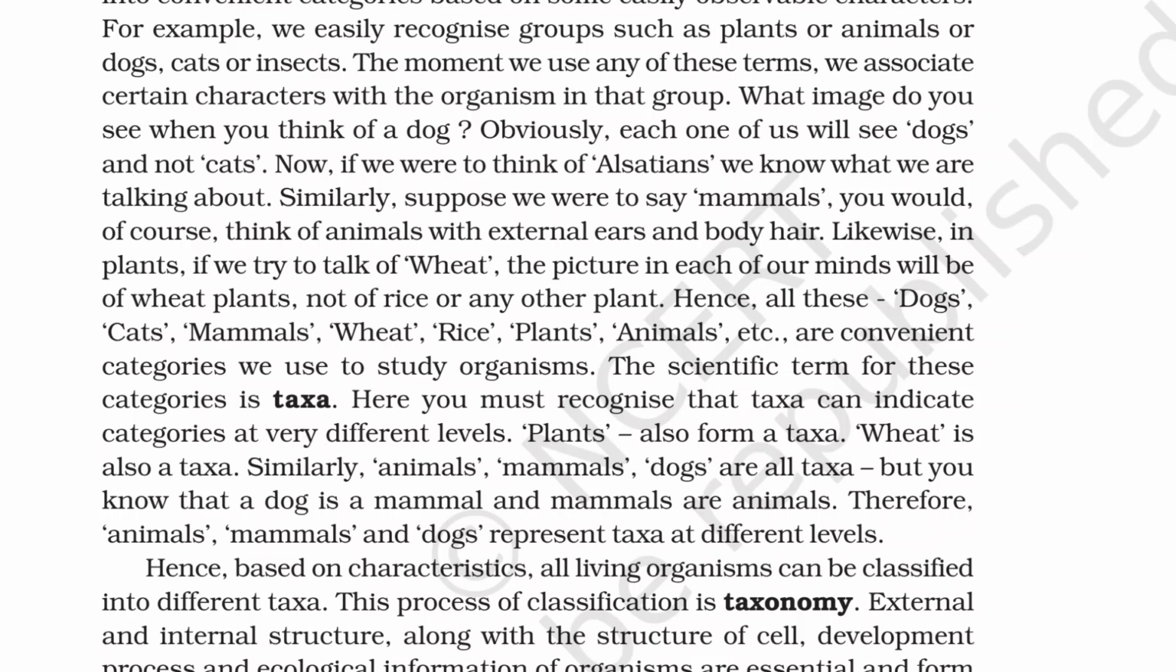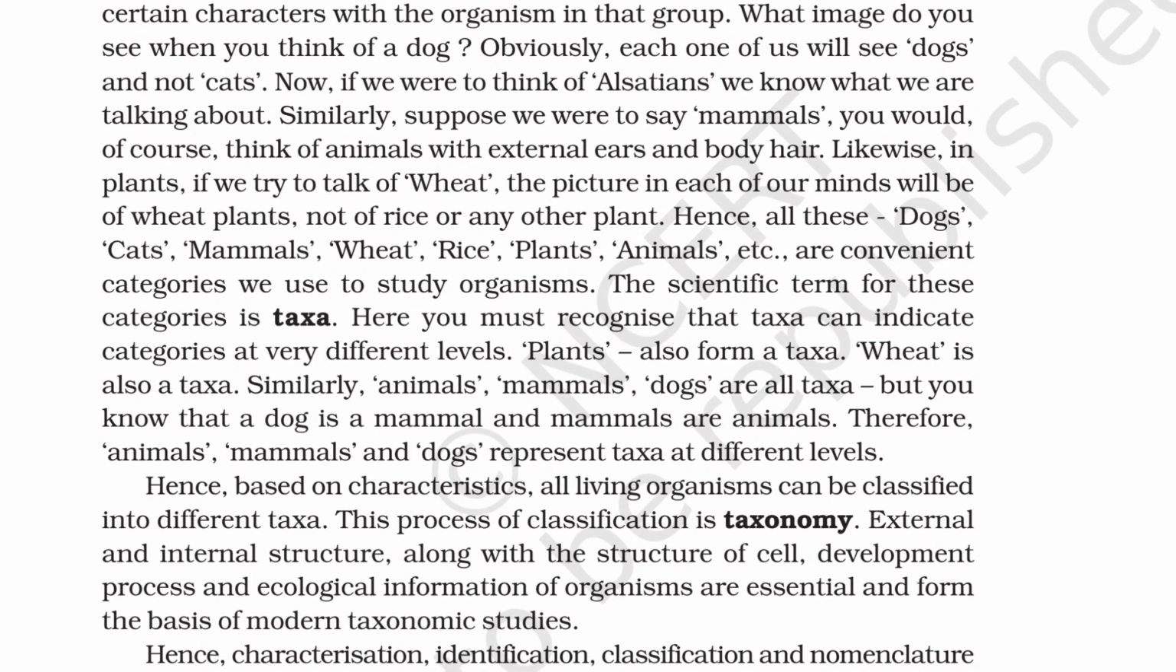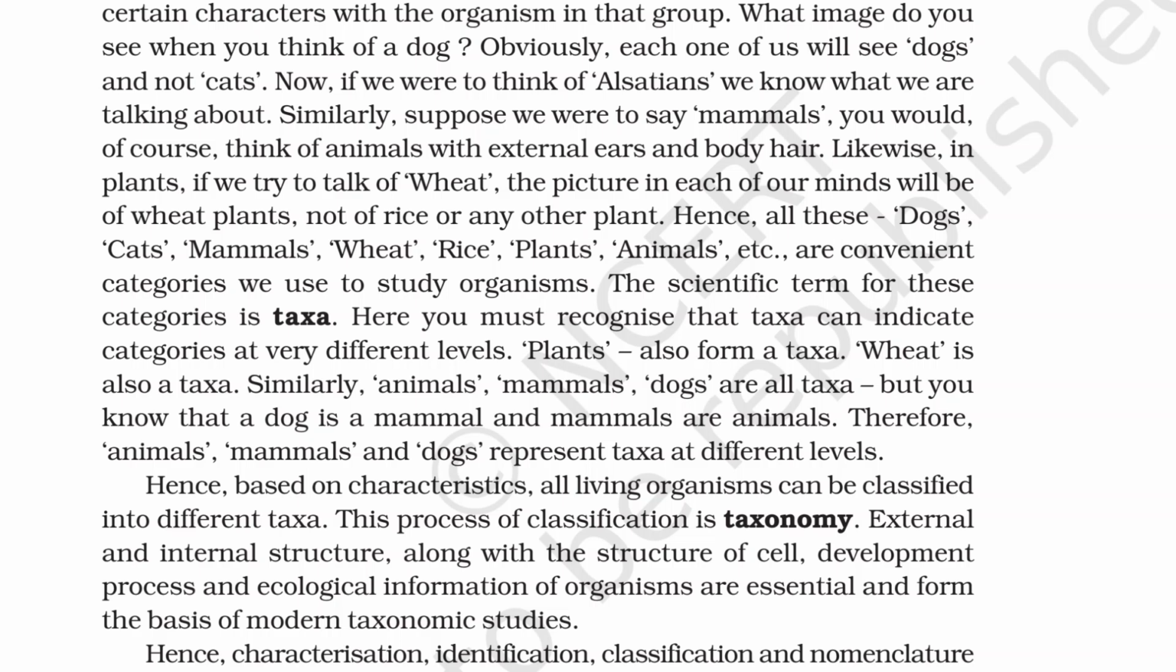Similarly, suppose we say mammals, you would of course think of animals with external ears and body hair. So what are the main characters in mammals? How do we identify the mammals? We identify mammals with the help of the first general characters: external ears and body hair. The body with hair. So these two important points identify the mammals.